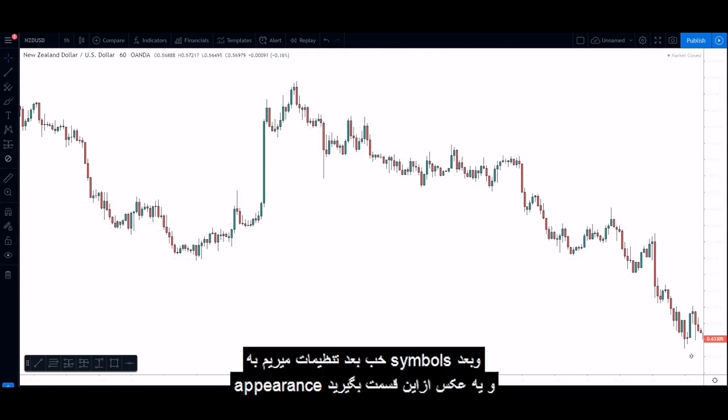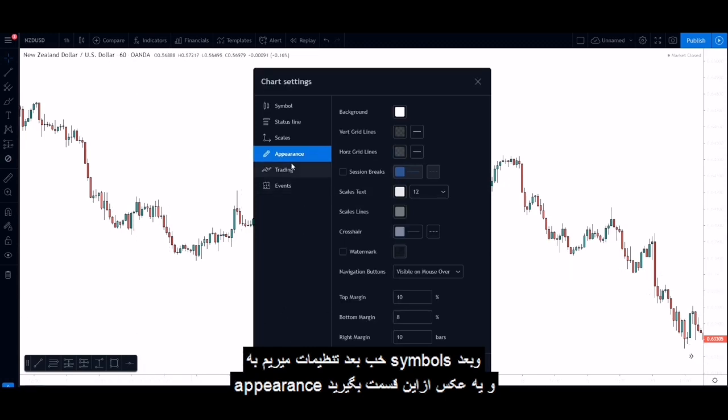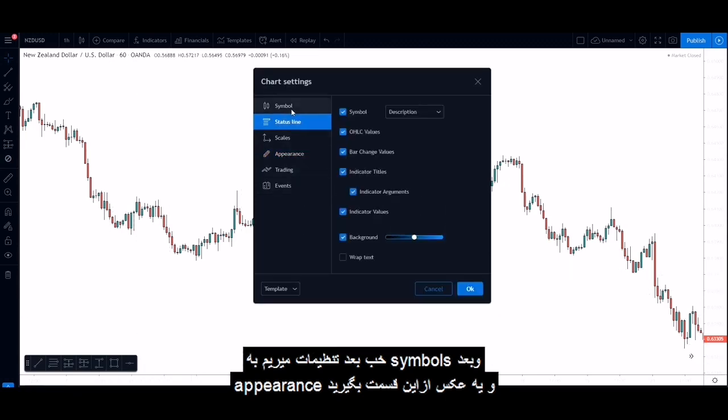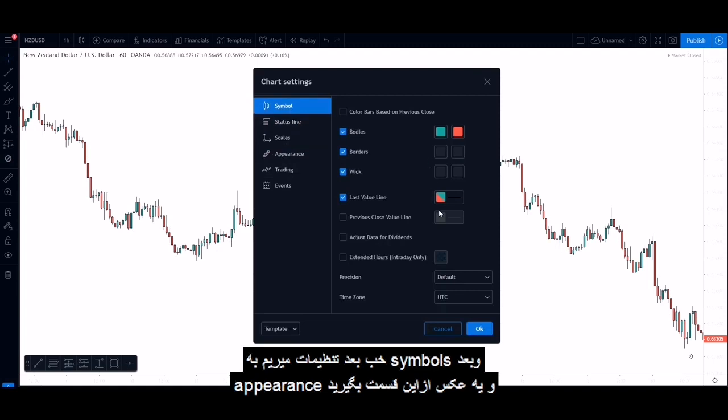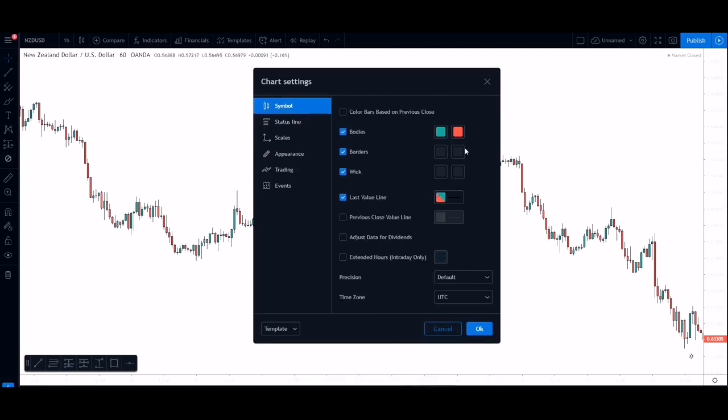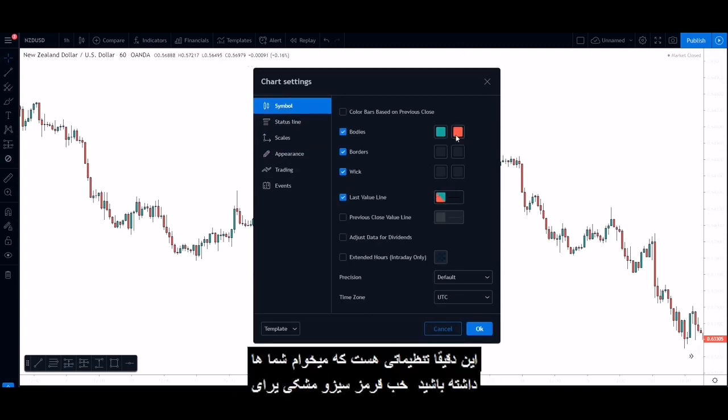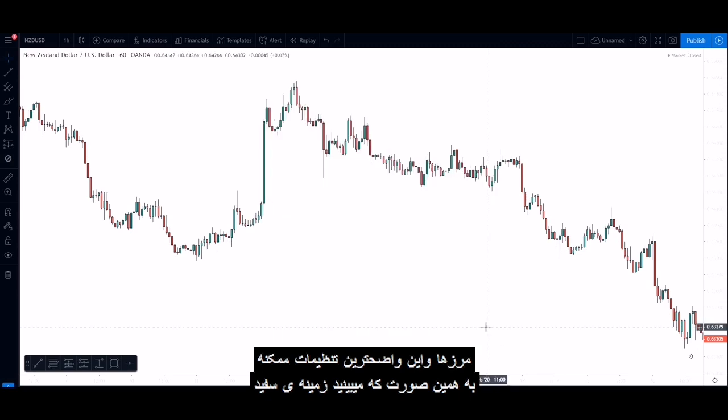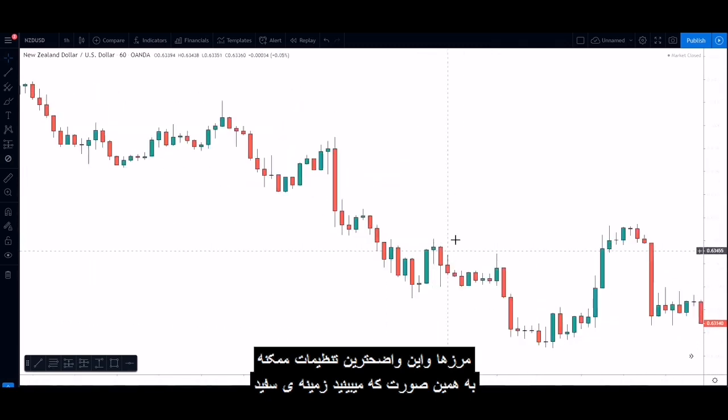So if I go to settings and go to appearance, we go to symbols. Take a screenshot of this, and this is the exact setup I want you to have. Red, green, and then black for the borders and wicks. This is going to be the most clear setup possible. And that's how you're going to get this coloring.